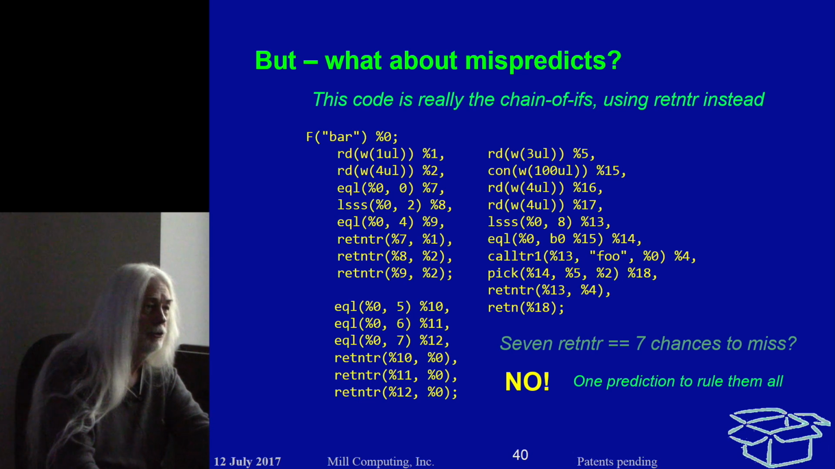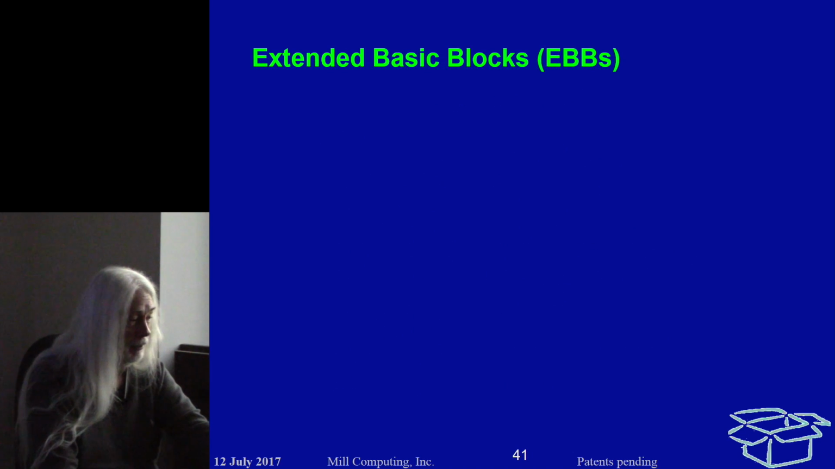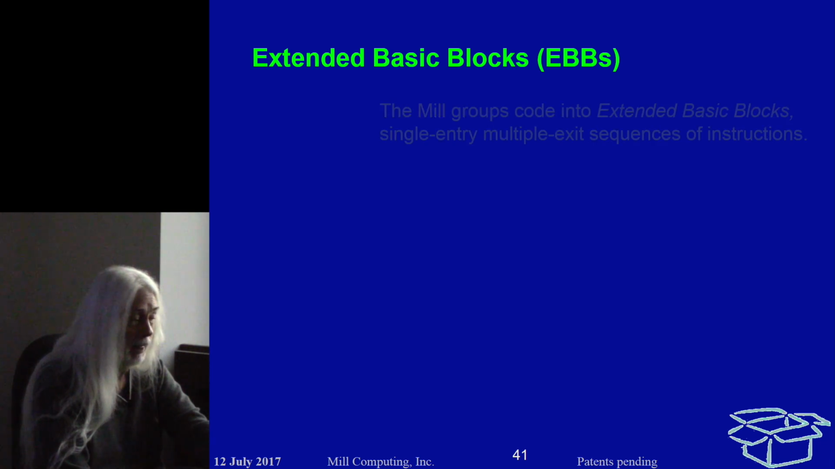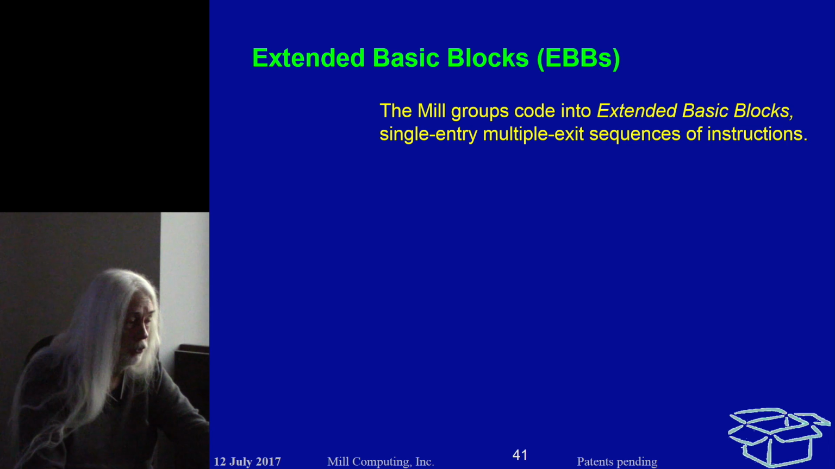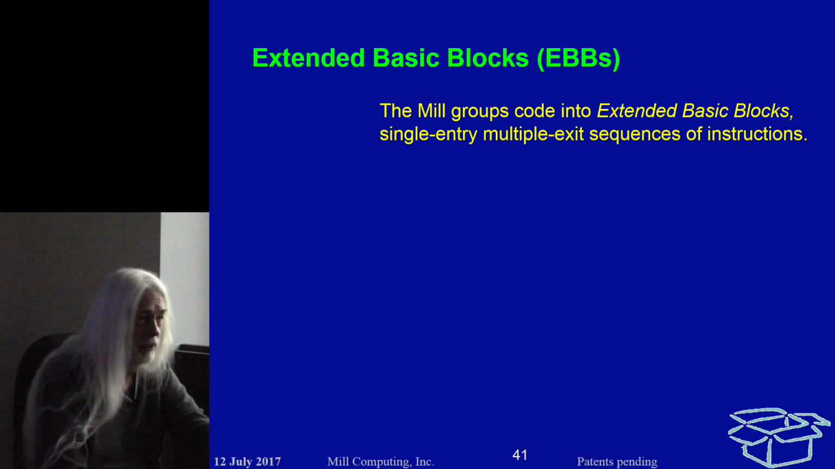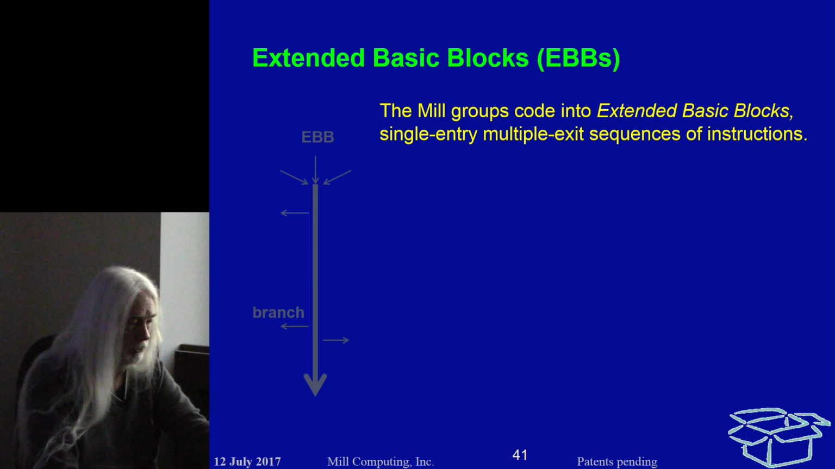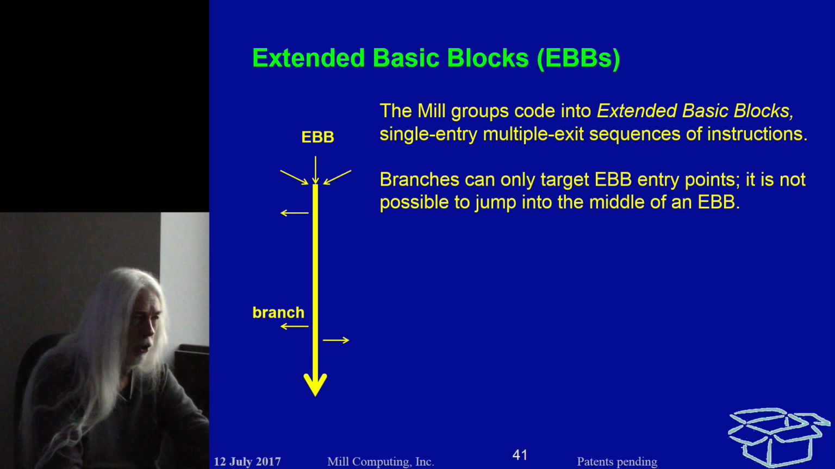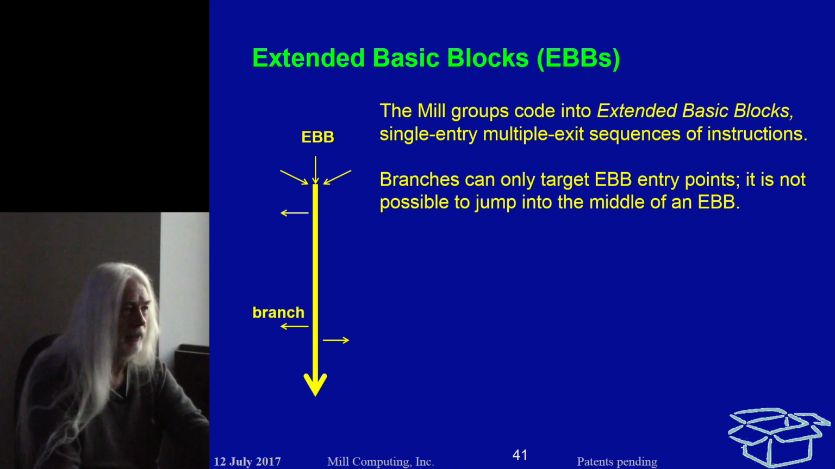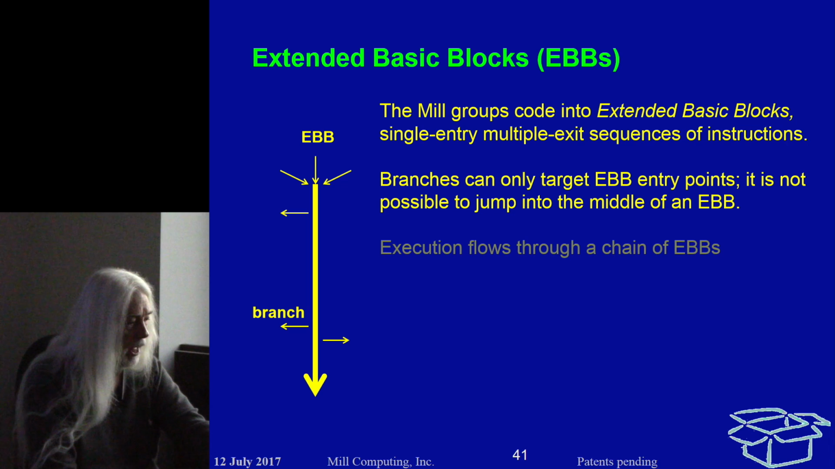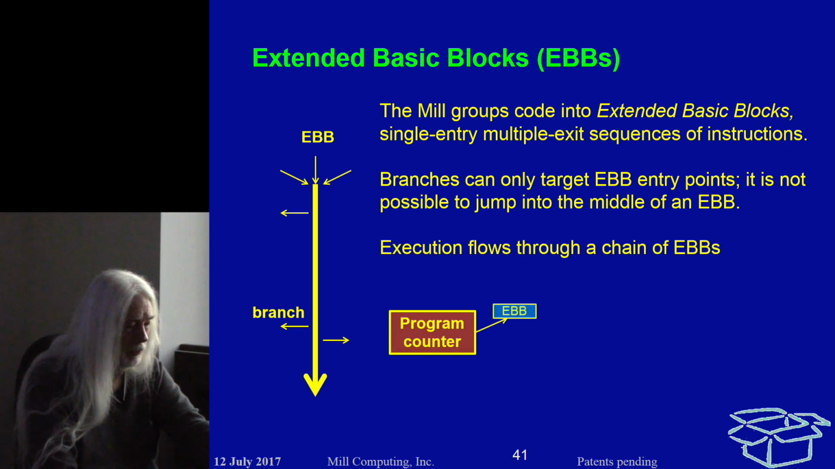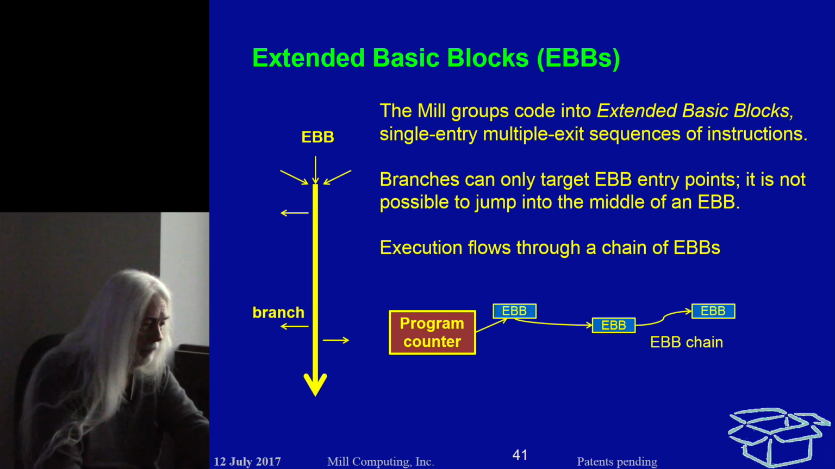We have one prediction to rule them all, and the way we do that is because code is organized in extended basic blocks. Code is grouped into single entry, multiple exit sequences of instructions. So if this is an EBB, your branch can only enter at the top of the EBB. It is not possible to jump into the middle. EBBs are chained by the branch target addresses.